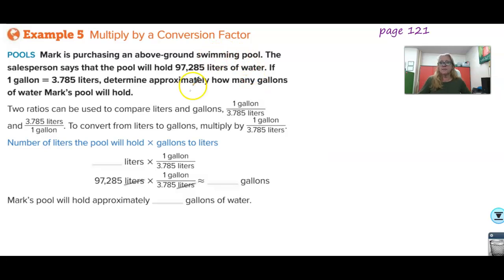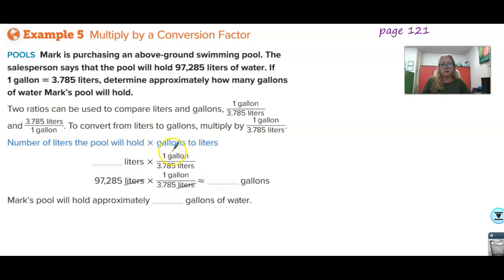So the way we do this is it says 2 ratios can be used to compare liters and gallons. You can put gallons over liters or liters over gallons. Both of these fractions are equal to 1 because 1 gallon is the same thing as 3.785 liters. And same can be said for this one. So because the top and the bottom quantities are identical, this is equal to 1. Okay? So we can use this conversion factor to change the amount of liters the sales lady gave him and find out how many gallons.